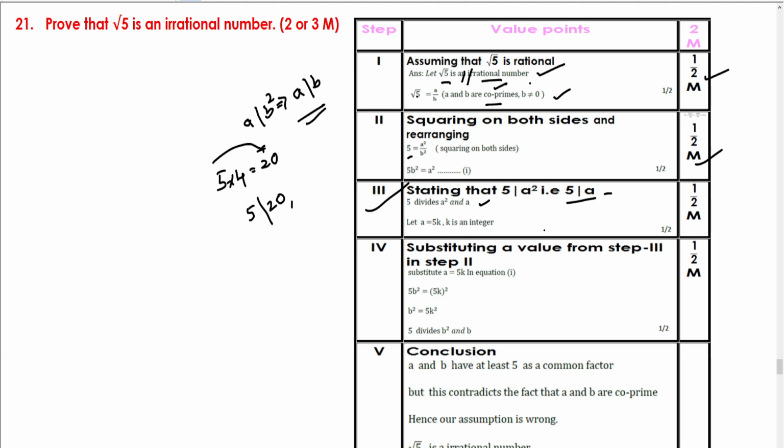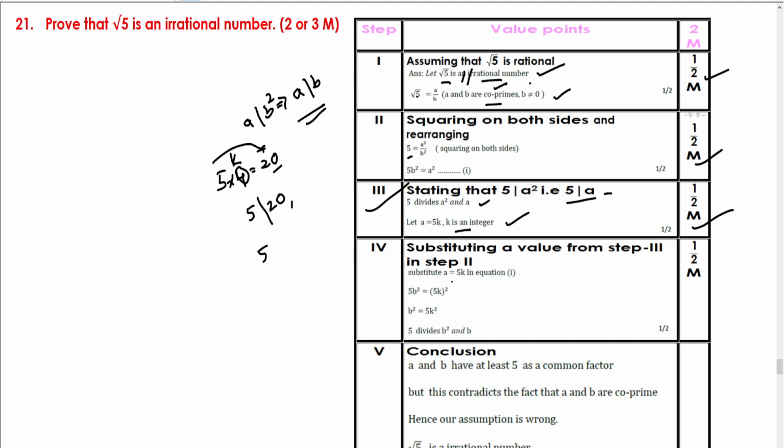Next, whenever 5 divides a, see, 5 divides 20 means there will be a constant k such that 5 into k will be 20. Means 5 divides a means a can be written as 5 into some constant k. That is the definition of divisibility. Whenever I write the vertical line, it means divides. a is equal to 5k, k is an integer. For writing this very important step, you will get a half mark. It will actually appear for 3 marks, and sometimes they will ask for 2 marks. Actually, we discussed in the workshop that this question should appear for 3 marks. Okay, no problem. And you write the correct answer.